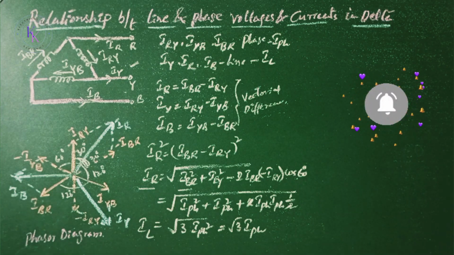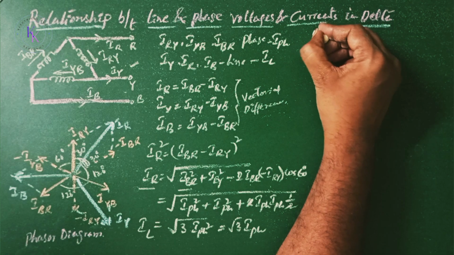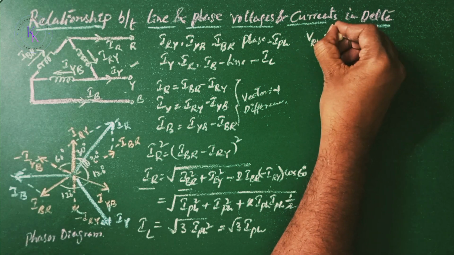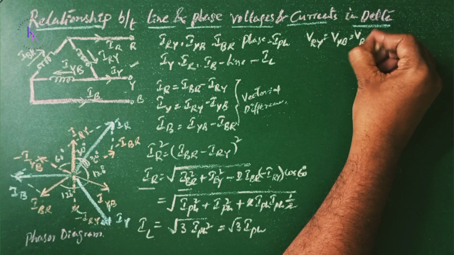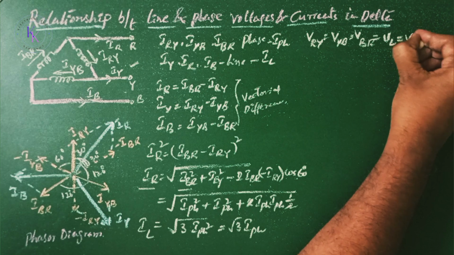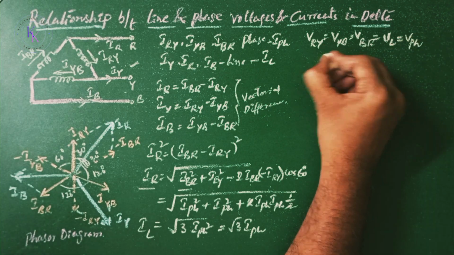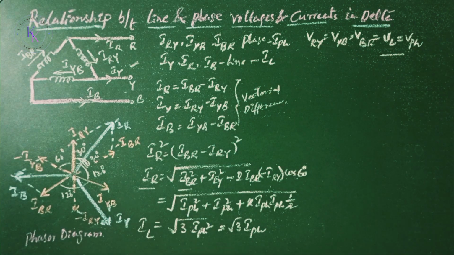Then the voltages. Since the neutral does not exist in the delta connection, phase voltage is the same as the line voltage. Then you can write V_RY equals V_YB equals V_BR equals line voltage V_L in generalized terms, which equals the phase voltage. By generalizing, you can say that the line voltage equals the phase voltage in delta connection.